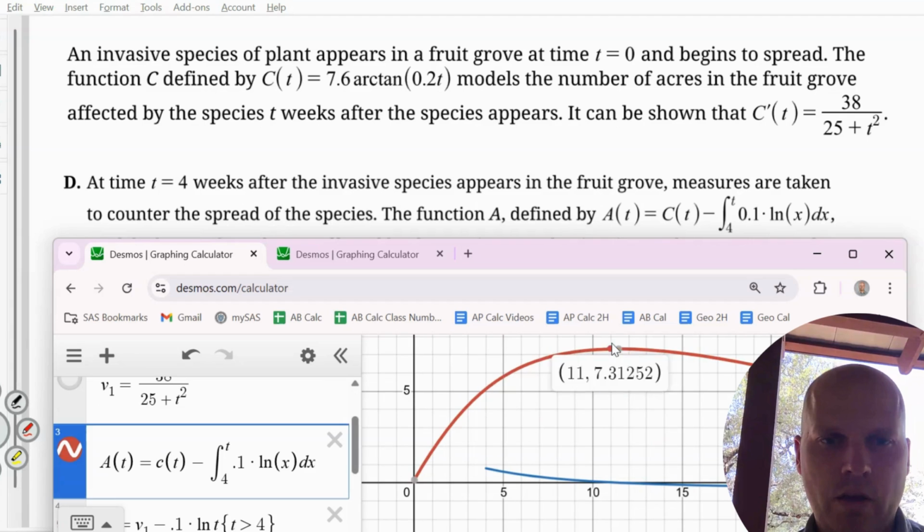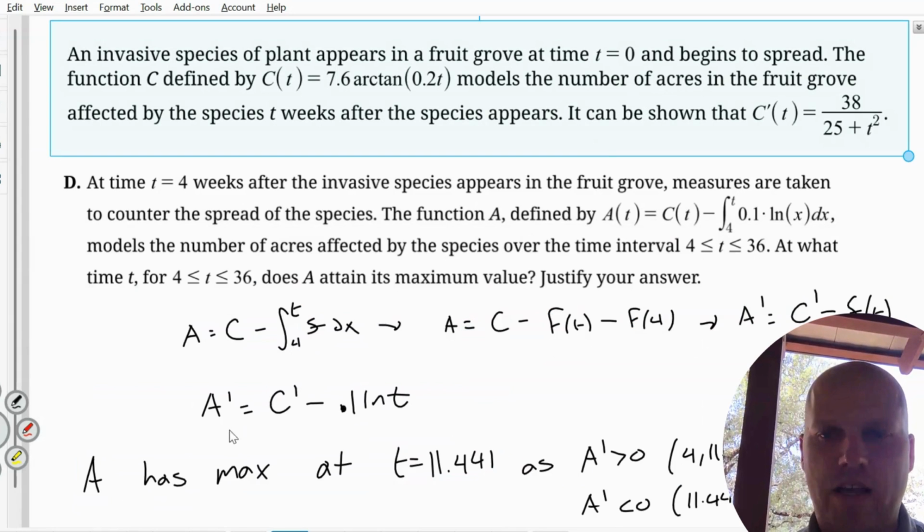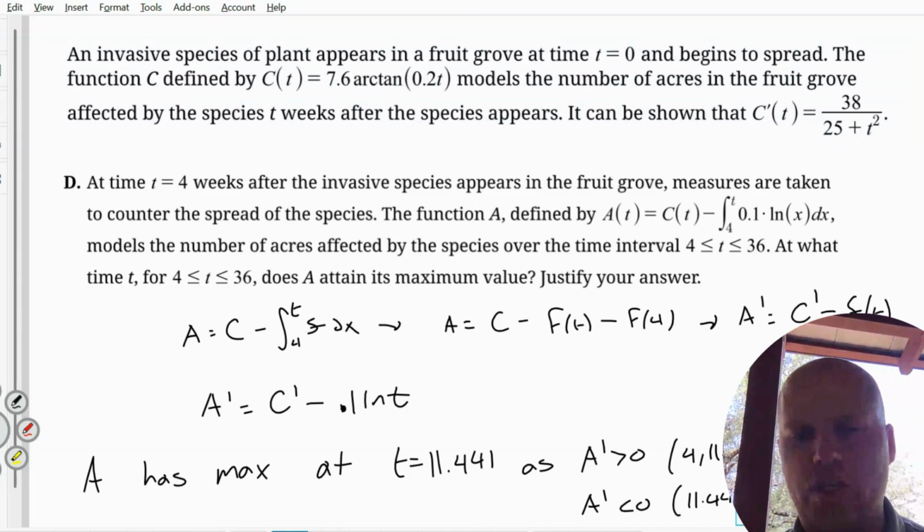Okay, now look, this is the max. That is when my derivative changes sign from positive to negative. This is what they wanted. They wanted you to find the derivative, find the zero, and justify maxes. I'm guessing this is by talking about the signs of the derivative. The derivative is positive from 4 to 11.441. The derivative is negative from 11.441 to 36. Therefore, the max has to be here.